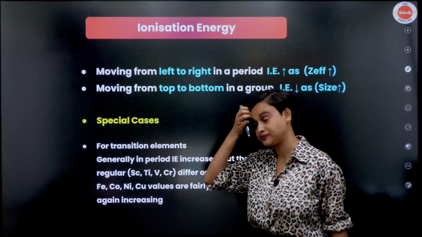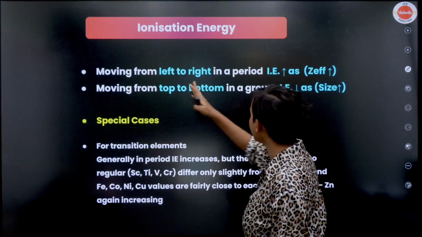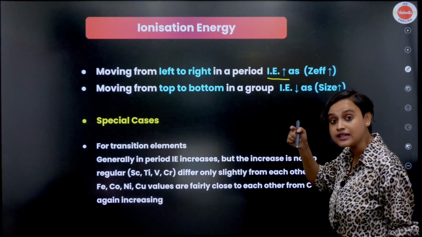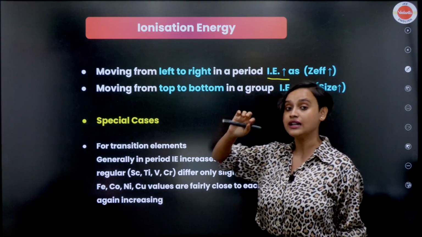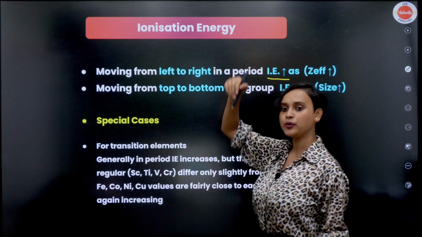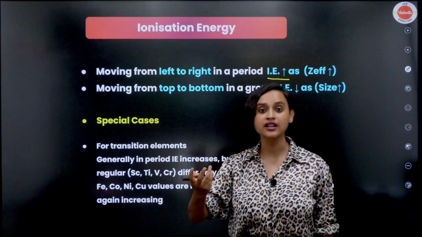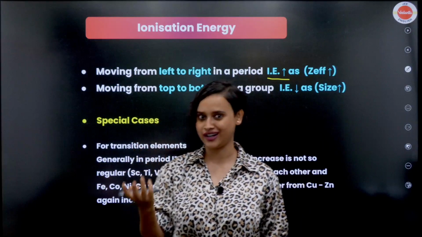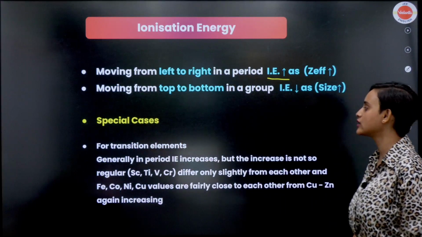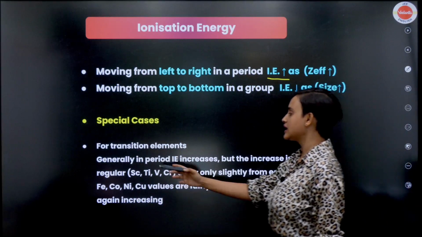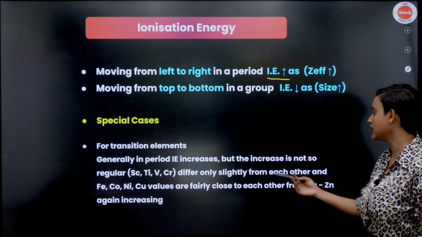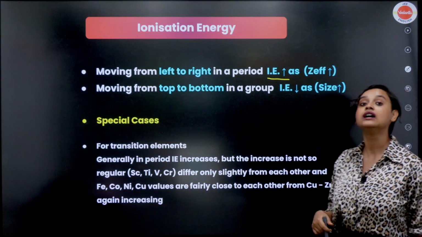Got it? Okay. Now, when you move from left to right in the period, the ionization energy usually increases because Z effective also increases. That means the effective nuclear charge also increases. When you move from top to bottom, the ionization energy decreases because the atomic radius increases. Now obviously there are some special cases, right? For transition elements especially, generally in a period the ionization energy increases, but the increase is not so regular.